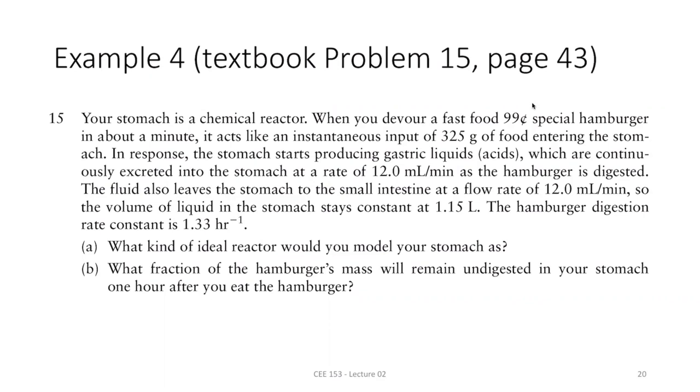The fluid also leaves the stomach to the small intestine at a flow rate of 12 ml per minute, because that fluid now has to be absorbed. So what's coming in has to leave the system. So the volume of liquid in the stomach stays exactly the same, because what's coming in is what's leaving the system. And it says the volume of liquid in the stomach is 1.15 liters. So that's the volume of the reactor, you can assume. The hamburger digestion rate constant is 1.33 hours inverse. So that's the rate constant. This is the rate at which the hamburger is being digested.